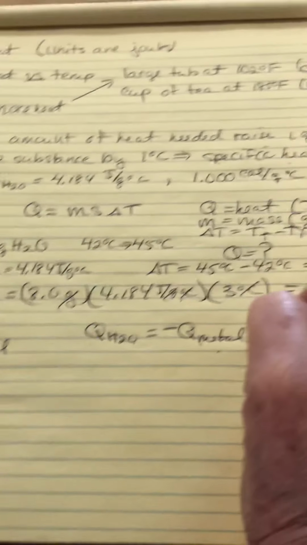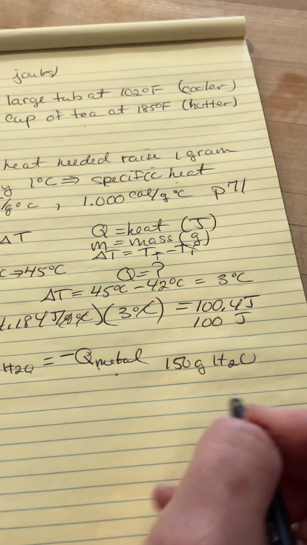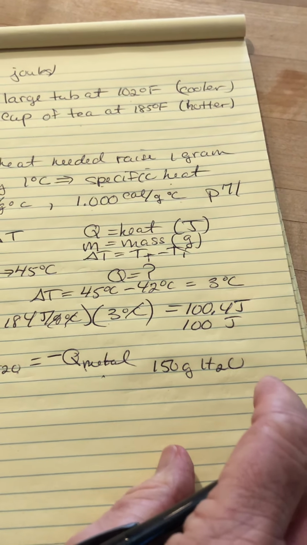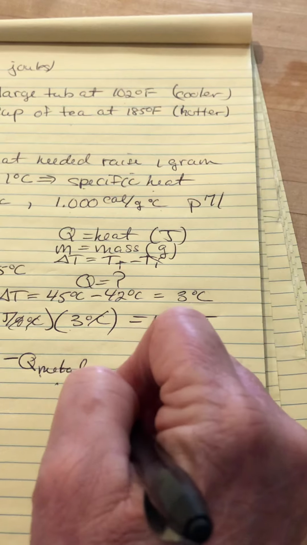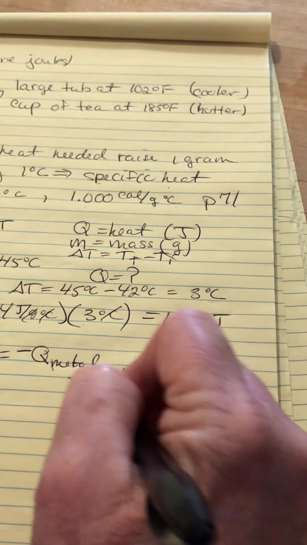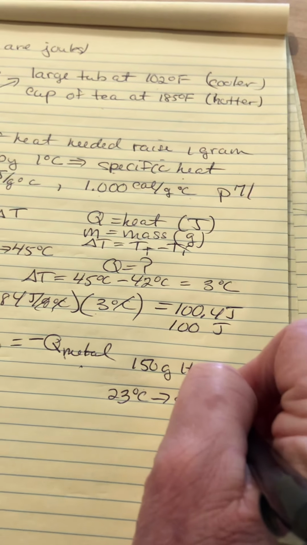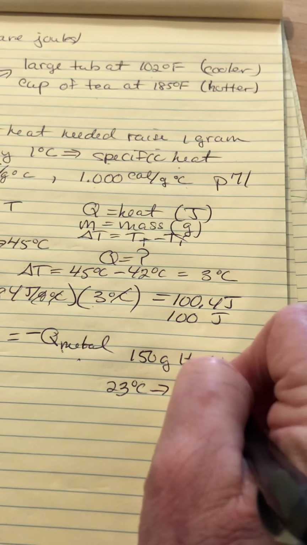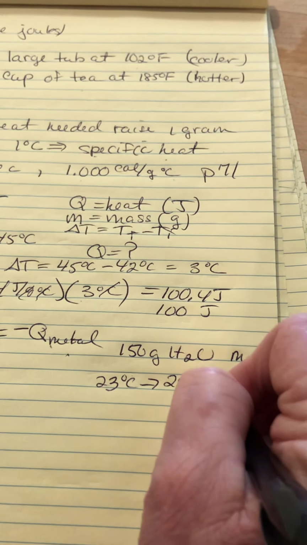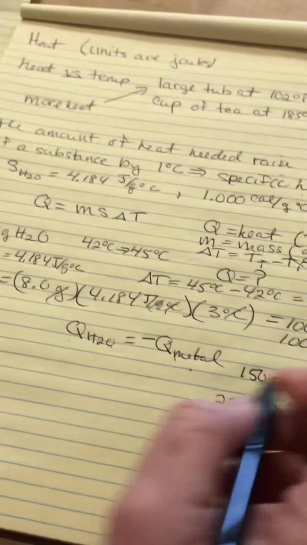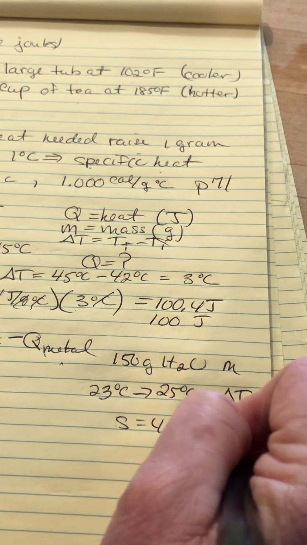And over here we had 150 grams of water. You know the specific heat of water. It's 4.184 joules per gram degree. But this is M of water. We were told that the water went from 23 degrees Celsius to 25 degrees Celsius when you drop the hot metal in. So delta T, if you subtract those, delta T is equal to a positive 2 degrees Celsius. And S of the water is 4.184 joules per gram degree C.